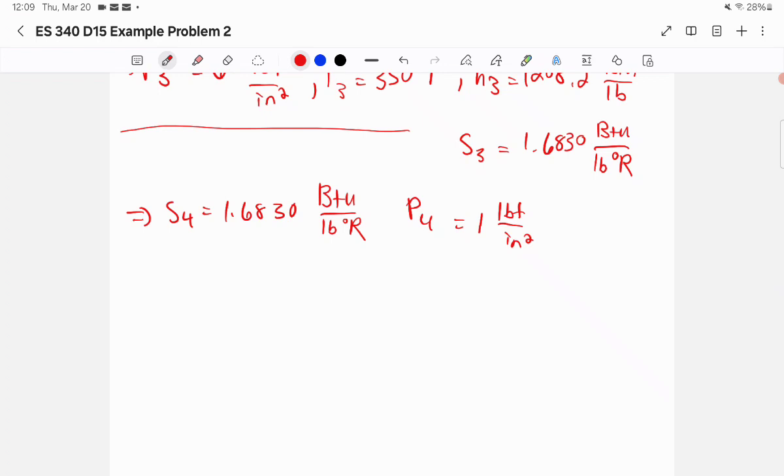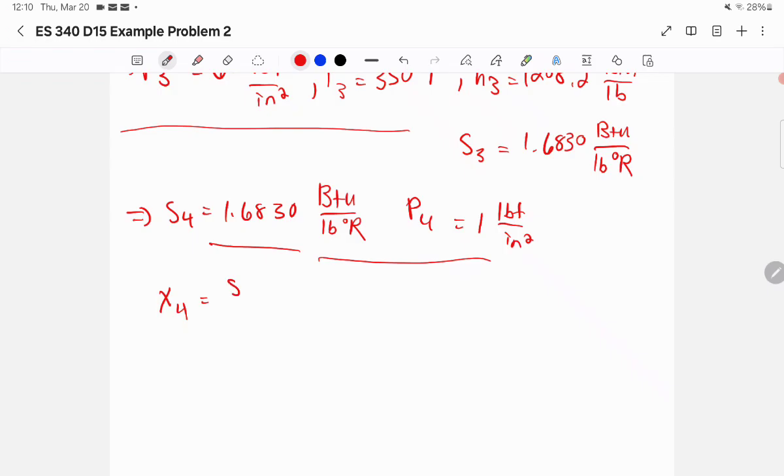Now, again, I'm going to have to go back through and find what this is, and what I find is it is a mixture again. So if you go to the table, you find that at this pressure and this value of S4, I am quite clearly in a mix. Excuse me. So I need to do the same thing again. I need to find the quality.